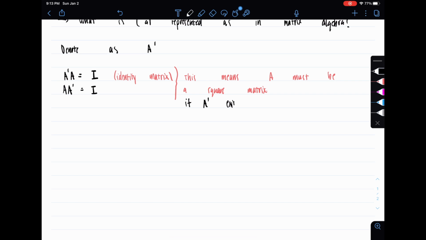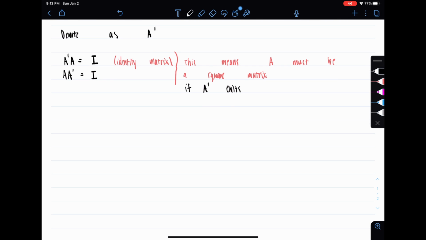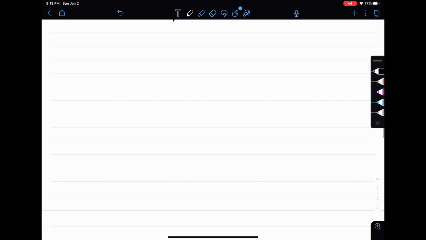So following this line, we can also see that given the equation above, x will equal a prime b, which you will later see is similar to x equals 1 over a times b.